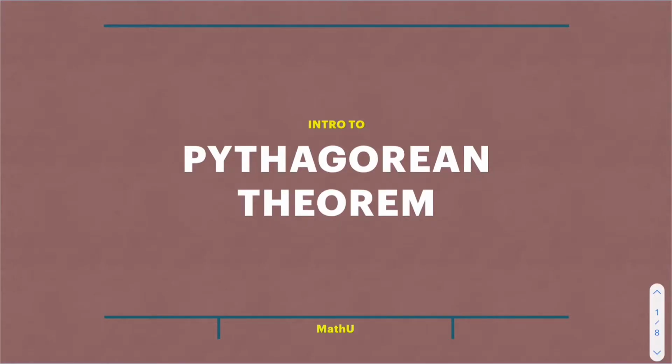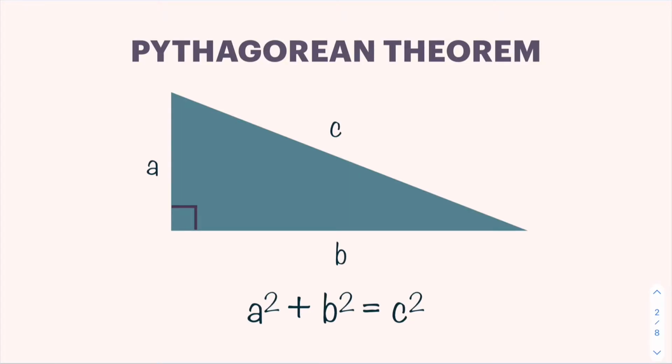Hi, I'm Matthew, and today I'll be teaching you the Pythagorean Theorem. The Pythagorean Theorem is about the three side lengths of a right triangle.